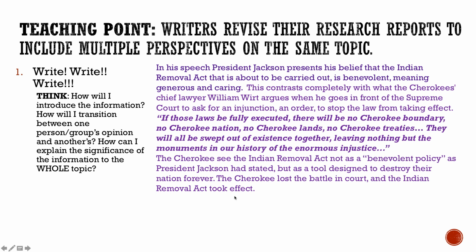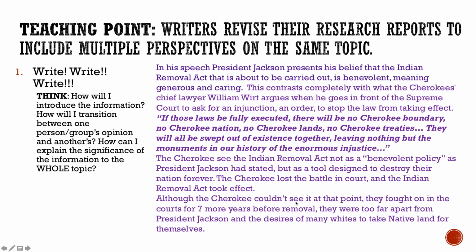The only thing I'm missing here is to explain the significance of the information to the whole topic. I got to wrap this up. I got to circle back on this whole thing about the Trail of Tears. So here I go. Although the Cherokee couldn't see it at that point, they fought on in the courts for 7 more years before removal. They were too far apart from President Jackson and the desires of many whites to take native lands for themselves. So here, I'm just pointing out what happens in the next few years with the Cherokee.